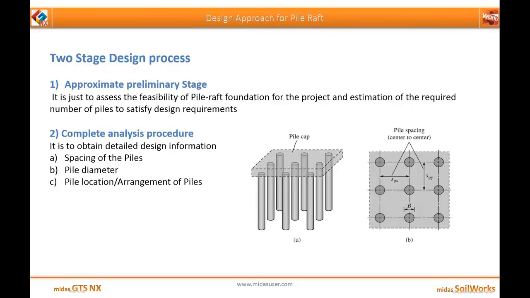Now the design approach for pile raft. It is a two-stage design process. First we call it the approximate preliminary stage, and the second is the complete analysis procedure. In the approximate preliminary stage, it is just to assess the feasibility of the raft foundation for the project, that is, whether one should consider it or not, and to estimate the required number of piles to satisfy the design requirement. So it is just a first-hand calculation. The second is the complete analysis procedure, where one needs to determine the spacing of the piles, the pile diameter, the pile location, or one can say the arrangement of the piles for the project.